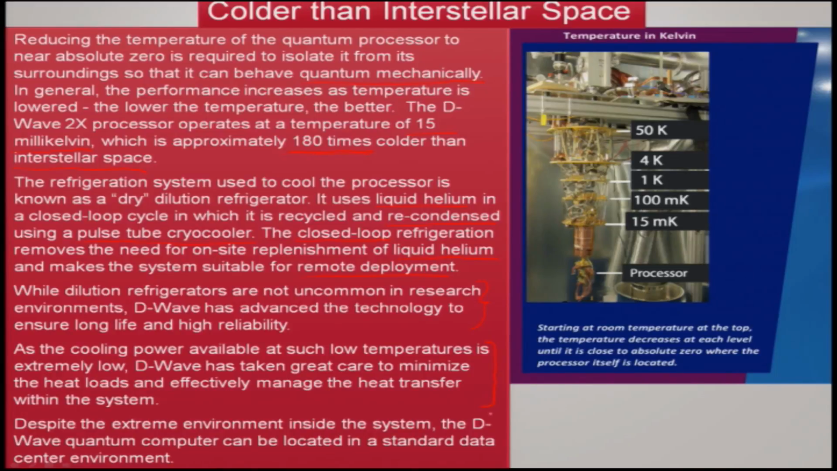Despite the extreme environment inside the system, the DWave quantum computer can be located in a standard data center environment. So, that is one of the major developments that they have managed to achieve, and that, as shown here, is partly possible because of the way they have done the stratification of the temperature. Starting at room temperature at the top, the temperature decreases at each level until it is close to absolute zero, where the processor itself is located.